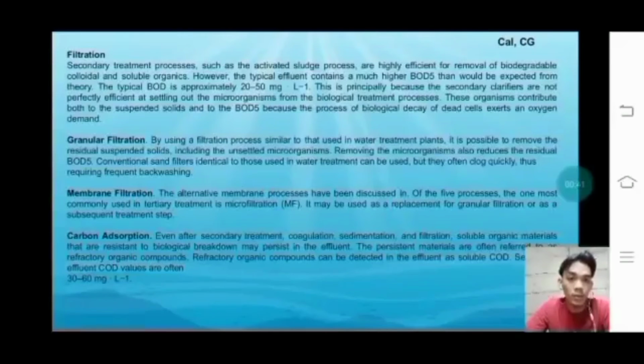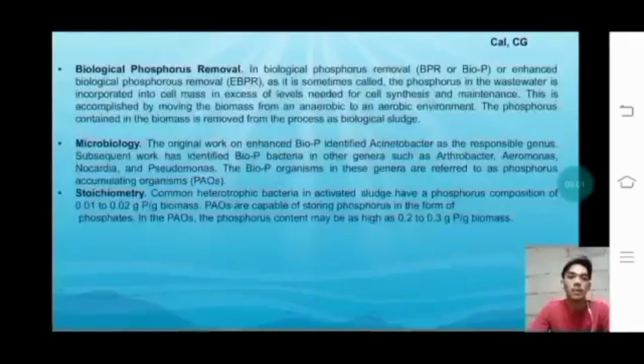Next is carbon adsorption. Even after secondary treatment, coagulation, sedimentation, and filtration, soluble organic materials that are resistant to biological breakdown may persist in the effluent. The persistent materials are often referred to as refractory organic compounds.